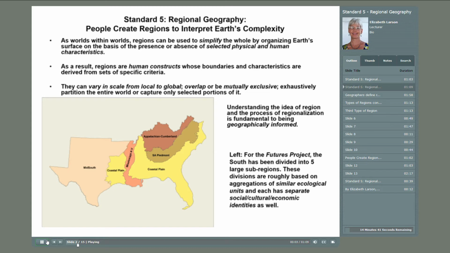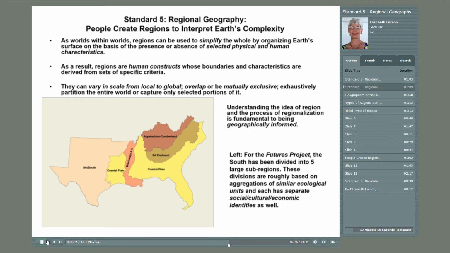As worlds within worlds and cultures within cultures, regions are used to simplify the Earth by organizing its surface on the basis of the presence or absence of selected physical and human characteristics. As a result, regions are human constructs whose boundaries and characteristics are derived from sets of specific criteria. They can vary in scale from local to global, they can overlap, or they can be mutually exclusive from one another. Understanding the idea of region and the processes of regionalization is fundamental to being geographically informed.